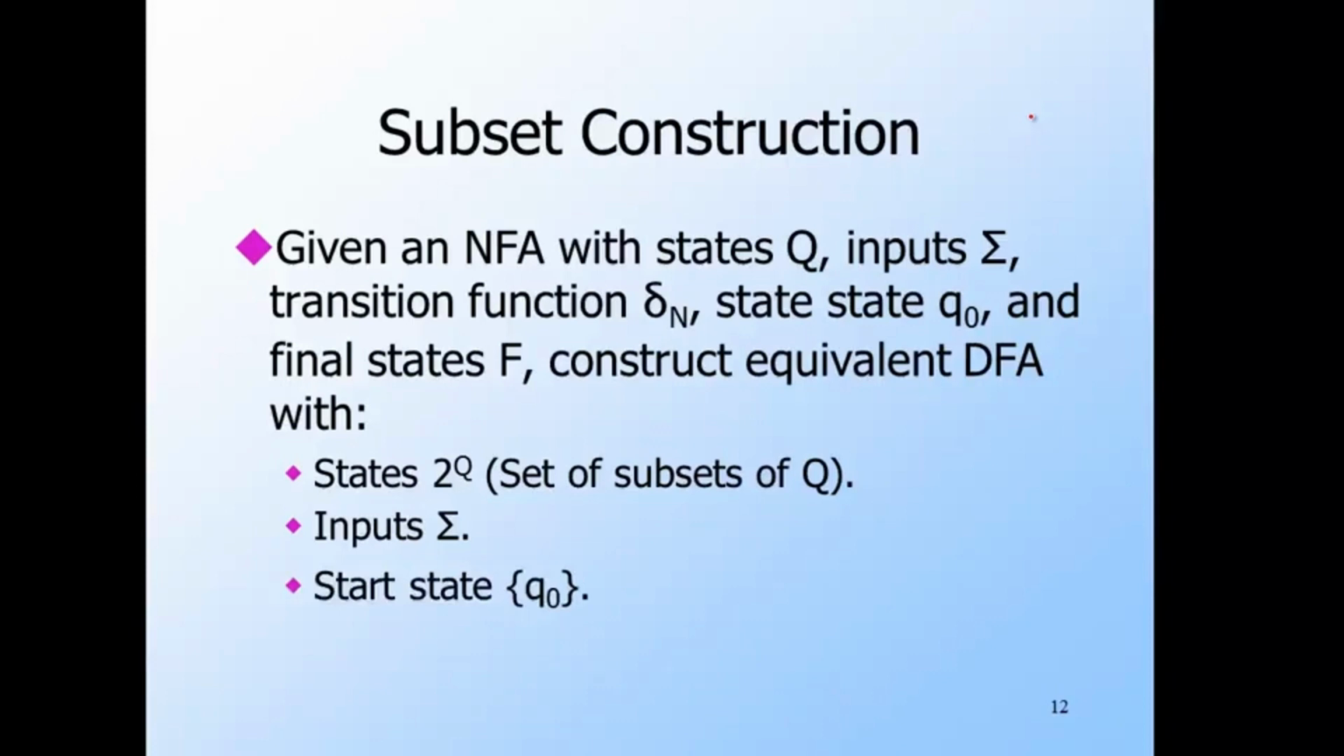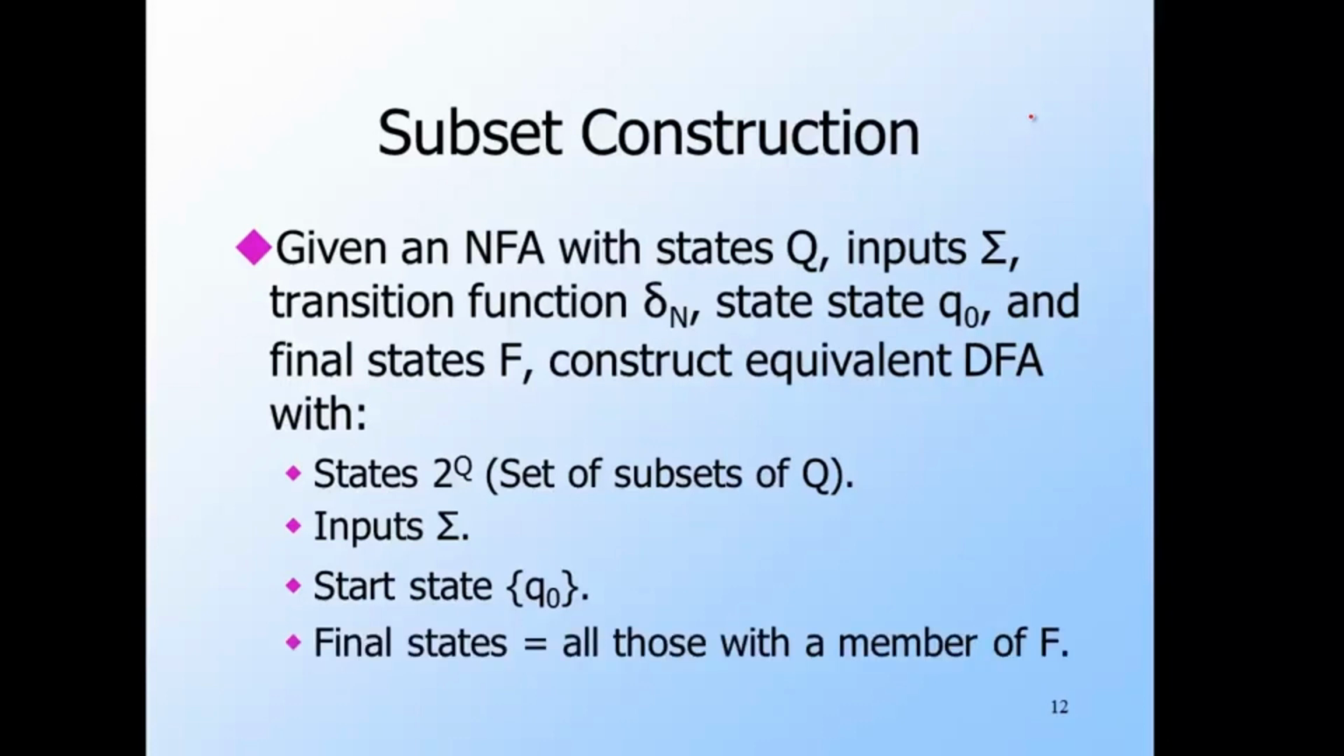The start state of the DFA is the set containing the start state of the NFA. Okay. Remember that the states of the deterministic automaton are sets of states of the non-deterministic automaton. Thus, the start state, which is a single state of the DFA, is written as a set of states of the NFA. Of course, this set contains only the start state of the NFA. Okay. Then, the final states of the DFA are all those states that, thought of as sets of states of the NFA, contain a member of F. Remember, F is the set of final states for the NFA.